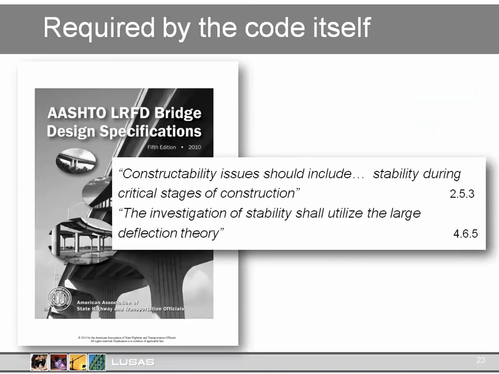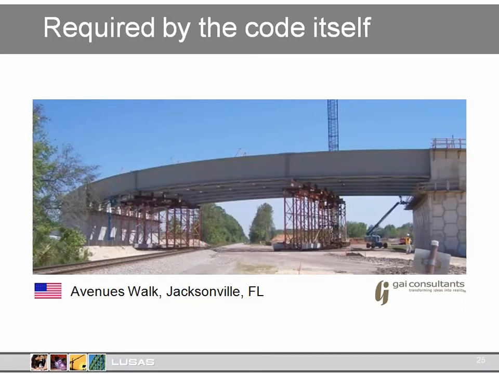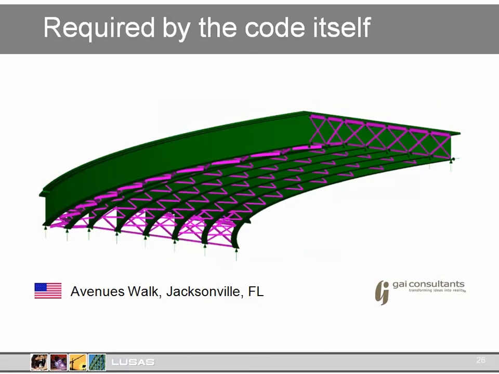But it's during construction that stability and buckling is of great concern to the designer. As AASHTO tells us, constructability issues should include stability during critical stages of construction. The investigation of stability shall utilise the large deflection theory. And GAI Consultants used LUSAS to produce a full three-dimensional model for Avenues Walk Bridge in Florida, with the ability to consider all the issues of construction, including stability with large deformation theory, using beam and shell elements, as you can see here.